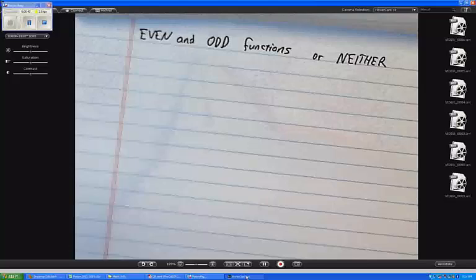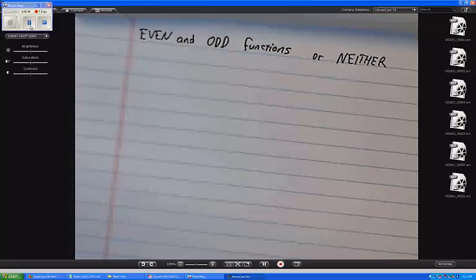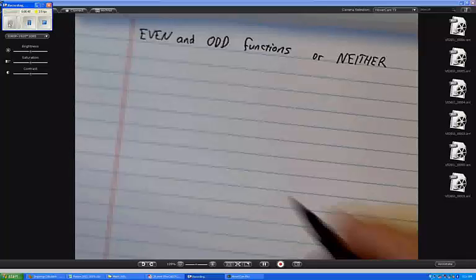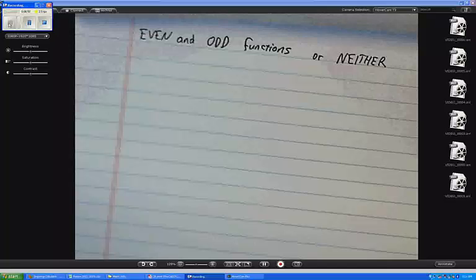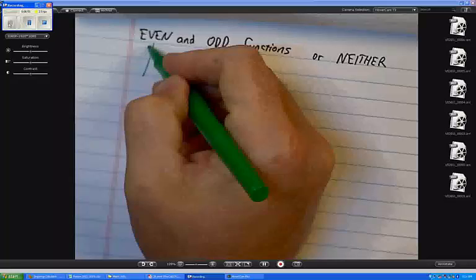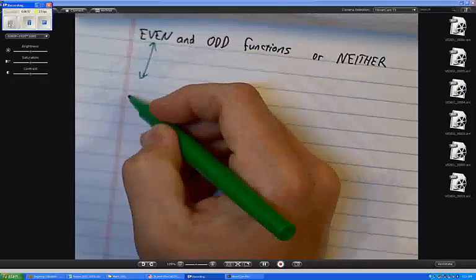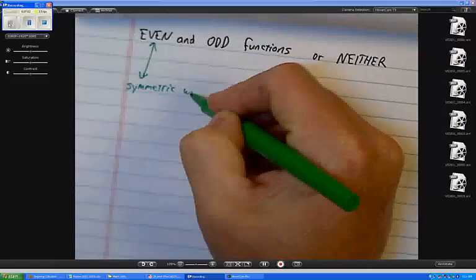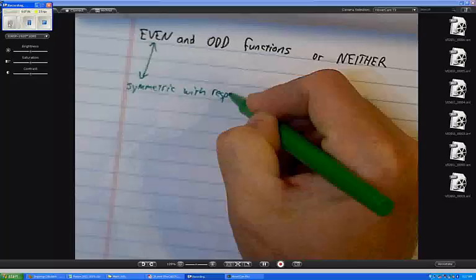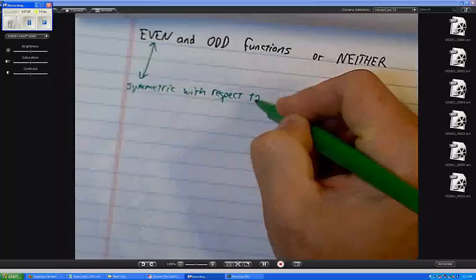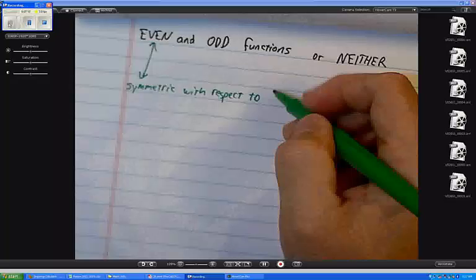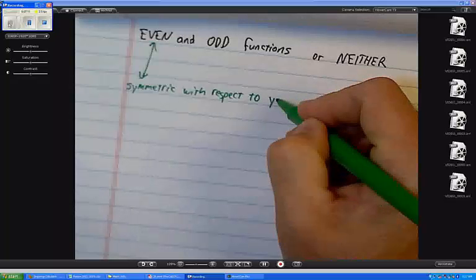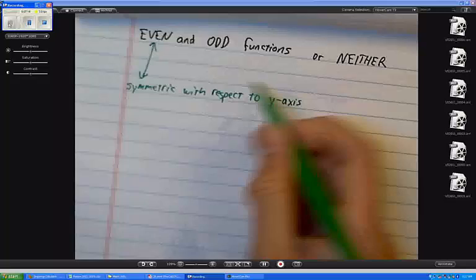By the way, quick show of hands, people that have heard that before, even and odd functions. Can I see a show of hands? So if you've never seen this before, here's what I want you to think of first. When we say even, what I'm talking about geometrically is symmetric with respect to, by the way, people that have seen this, you can shout it out if you know. Respect to what? The y-axis. Even is going to mean symmetric with respect to the y-axis.